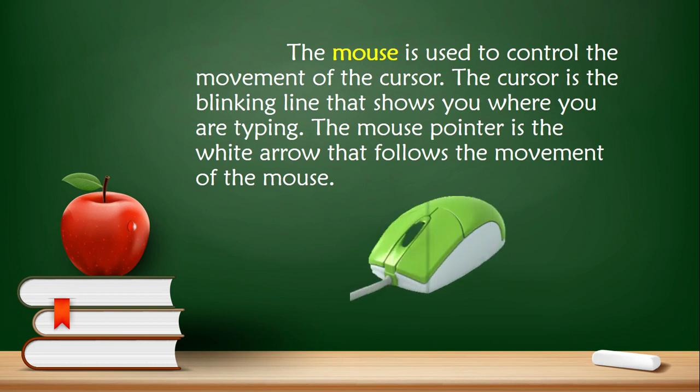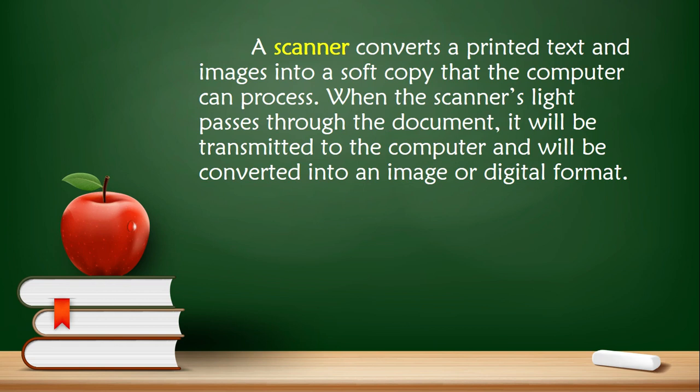The mouse is used to control the movement of the cursor. The cursor is a blinking line that shows you where you are typing. The mouse pointer is the white arrow that follows the movement of the mouse.